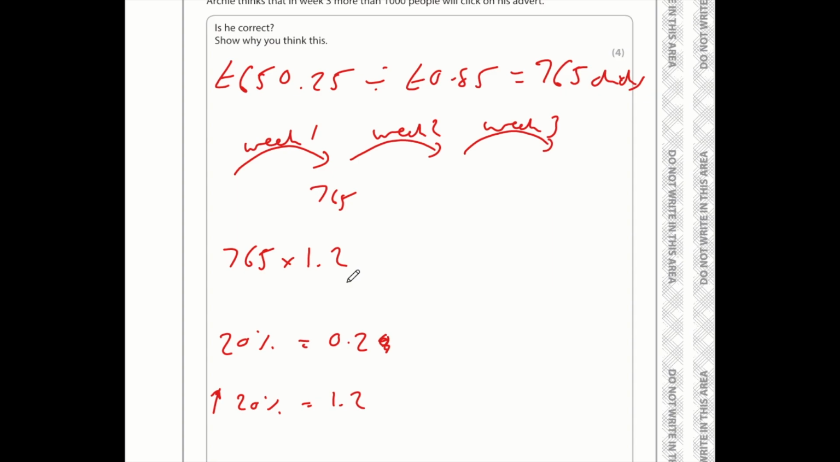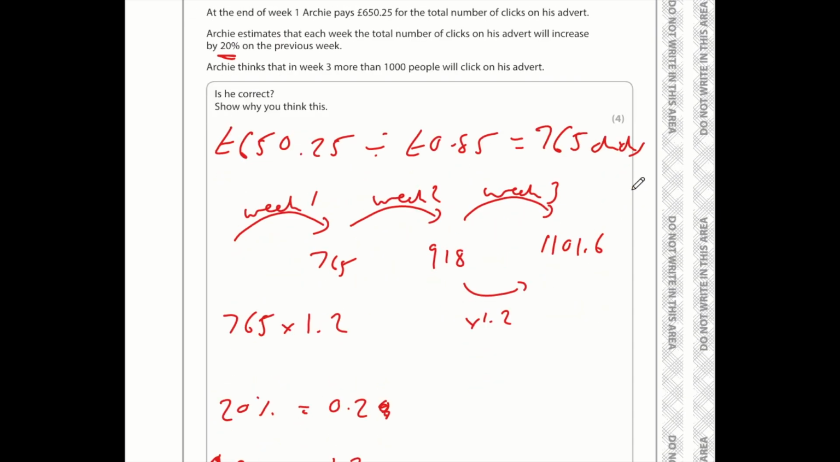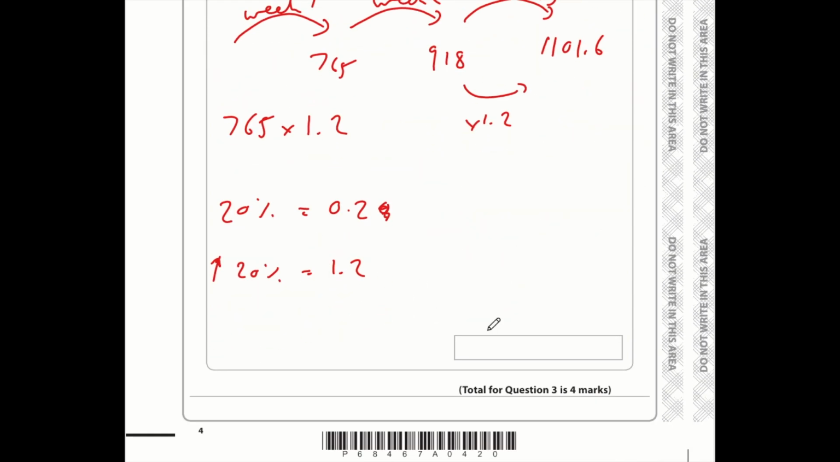So 765 multiplied by 1.2 takes us to 918. So at the end of week 2, he would have had 918 clicks. And if we're just multiplying by 1.2 again, we get to the end of week 3, which is 1101.6. So what was the question? Archie thinks that in week 3 more than 1,000 people will click on the advert. Yes, he's correct. And we can just confirm 1101.6.